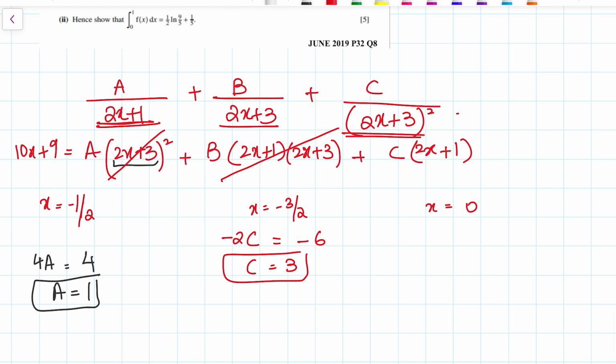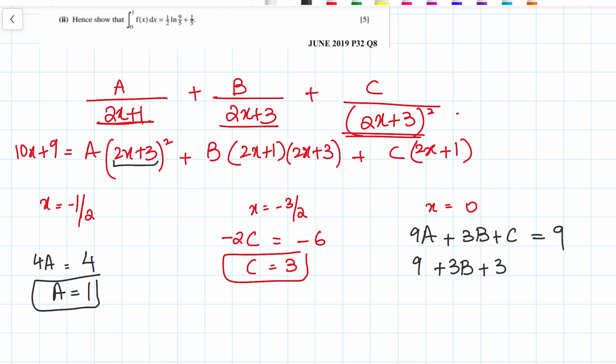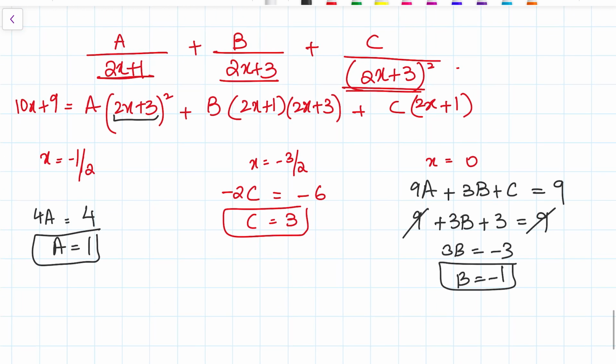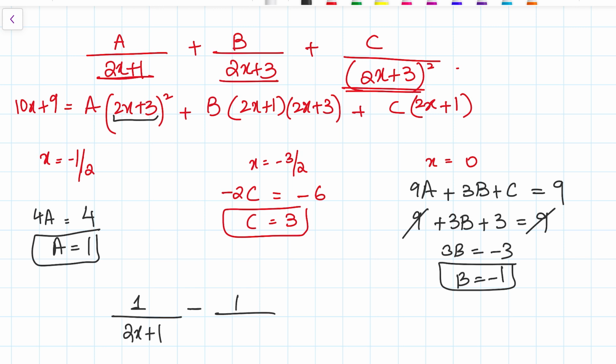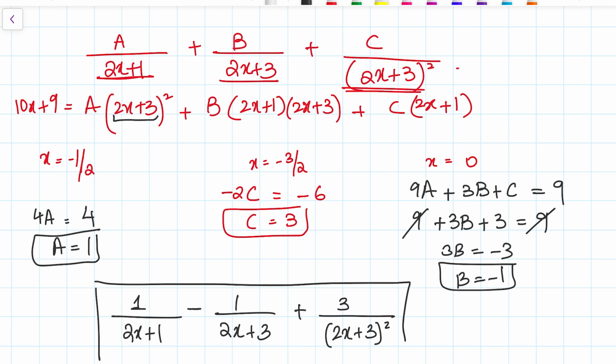Let's input a 0. 0 means it's 9A plus 3B plus C equals 9. Let's input the values of A and C. 9 cancels out. 3B is equal to minus 3. So the B value becomes minus 1. Now next is 1 upon 2x plus 1, minus 1 upon 2x plus 3, plus 3 upon (2x plus 3) the whole square. So this is my answer to the first part where it says express it in partial fractions.